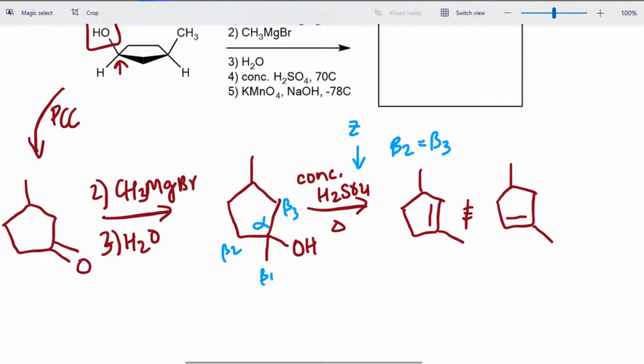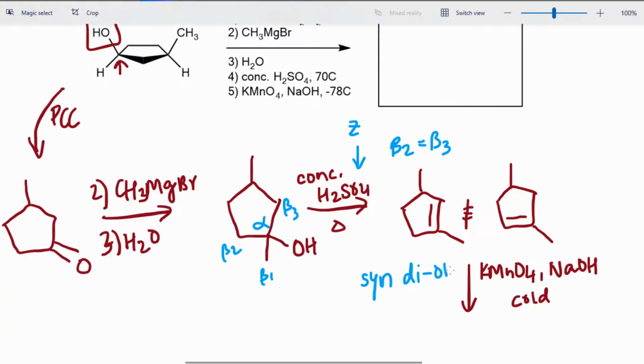Now the final step is using KMnO4, sodium hydroxide, and you're doing this in colder conditions. This is a syn reaction, so syn dihydroxylation should be the first thing that comes to mind.